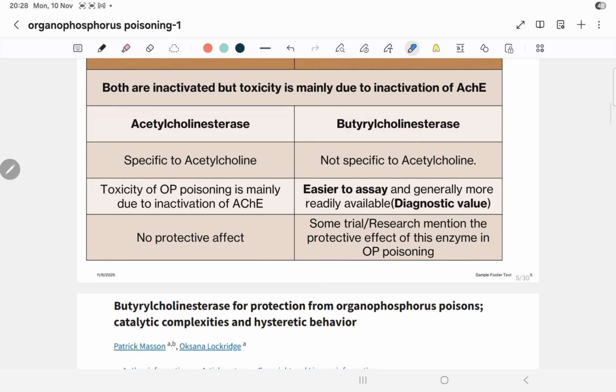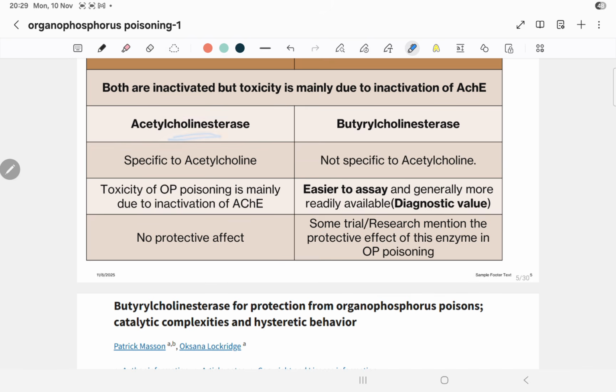So why is butyrylcholinesterase then important? It is important because of its diagnostic value. It is easier to measure. When it is easier to measure, we can just take a blood sample and measure the activity of butyrylcholinesterase, and we will know the status of OP poisoning. So why is this enzyme easier to measure and acetylcholinesterase difficult to measure?